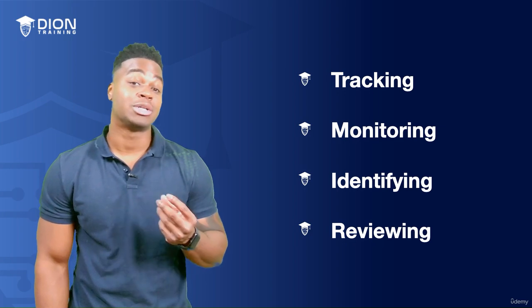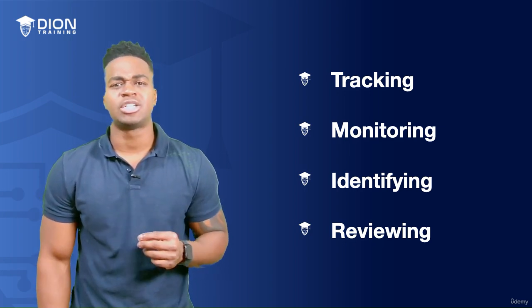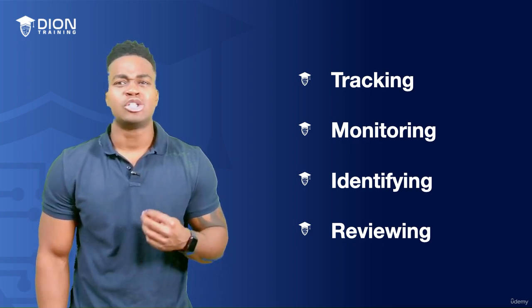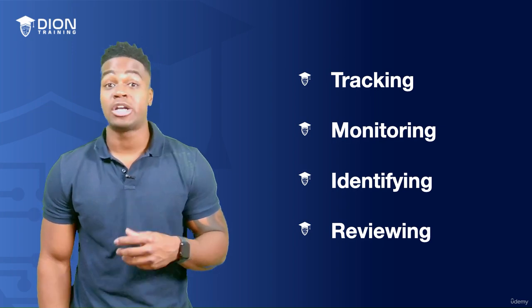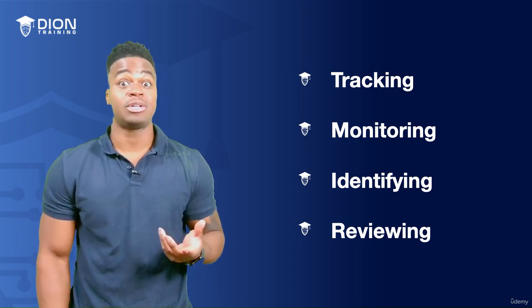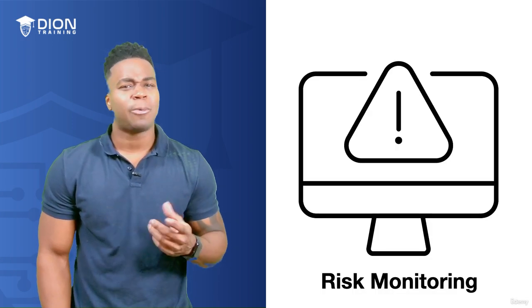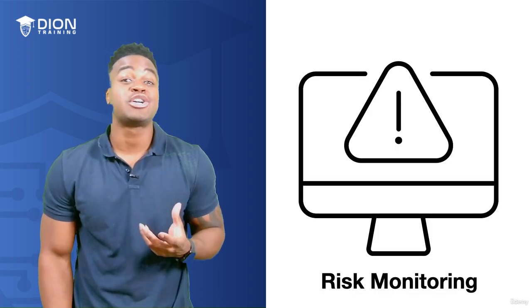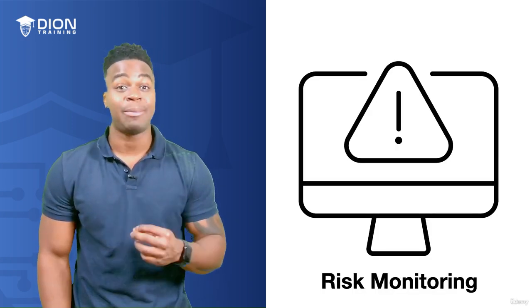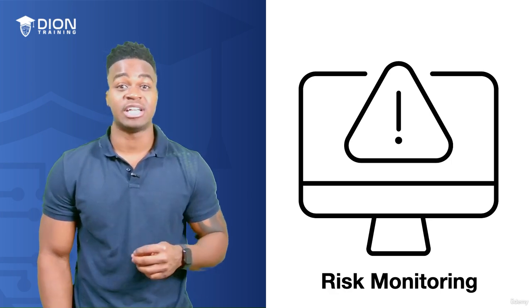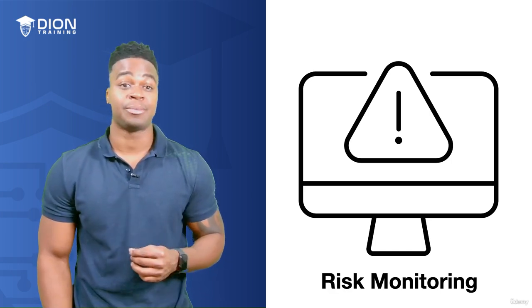Fourth, we have risk monitoring. Risk monitoring is an ongoing process that involves tracking identified risk, monitoring residual risk, identifying new risk, and reviewing the effectiveness of the risk management process. This process is a crucial step because it ensures that the risk management process is dynamic and responsive to changes in the organization's internal and external environment.